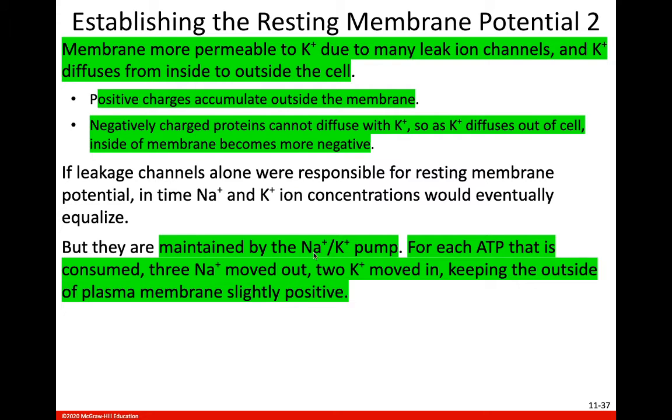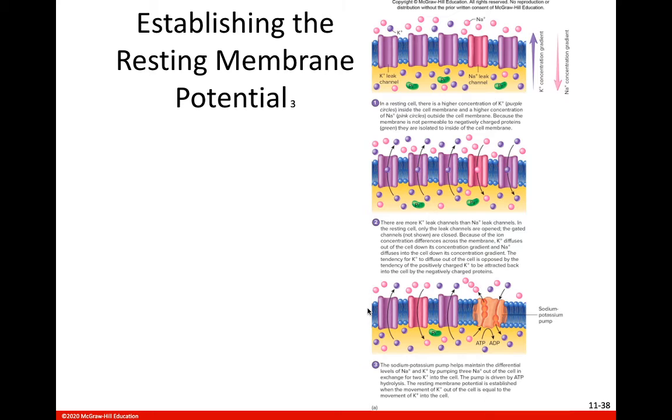And again, it is the sodium-potassium pump that is maintaining the concentrations of more potassium inside and more sodium outside, because it's moving 3 sodiums out and 2 potassiums in. This is just showing you resting membrane potential.